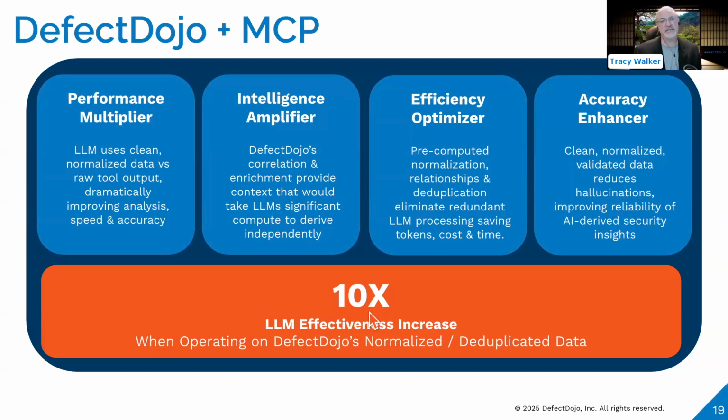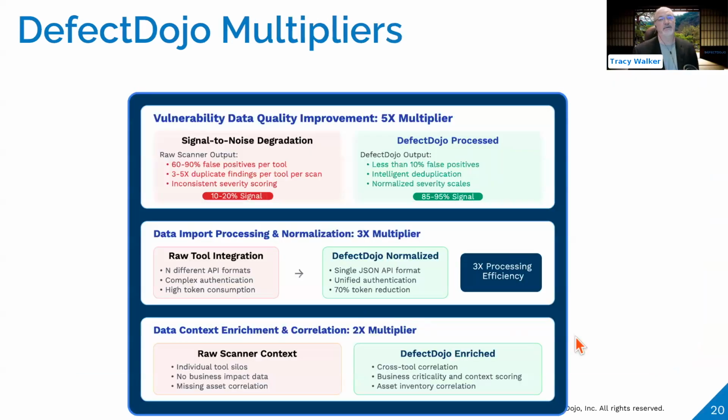So is this really 10x? So I asked Claude, let's break this down. Prove to me that this is 10x. And this is kind of where we went. First, the vulnerability data quality improvement. Basically we're saying 5x here.